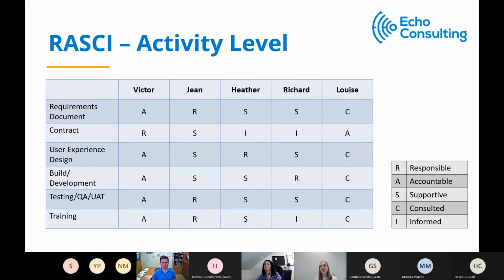Jean here, we can see this is likely the project manager. She's responsible for the requirements document, for the testing and training, and she's supportive on some of those executing activities. Heather and Richard, these are our supportive team members. They're going to be actually executing on some of those items, the build and development, testing, the user experience design. And then Louise, that's likely our subject matter expert, right? She just really needs to be consulted to make sure that we have the right information as we move forward.